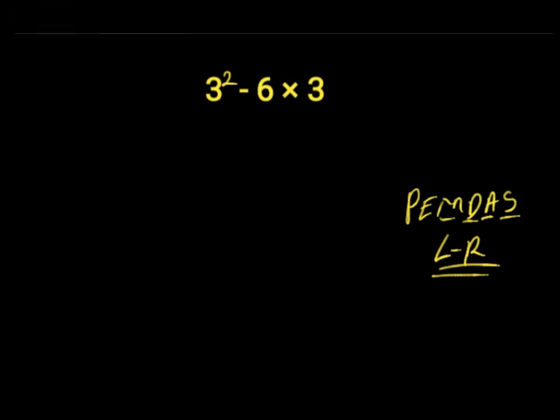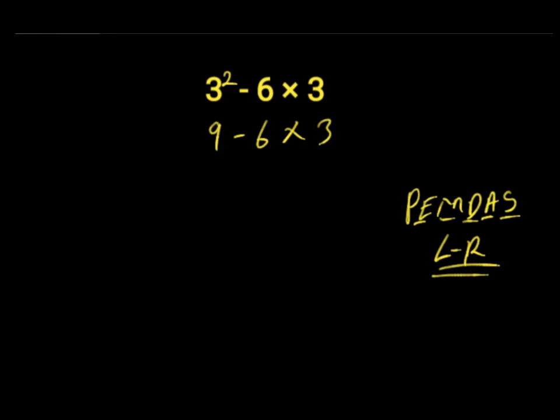First of all, we are going to work with our exponents because they come first. 3 to the power of 2 is 3 times 3. 3 times 3 will give us 9. Then we have 9 minus 6 times 3.